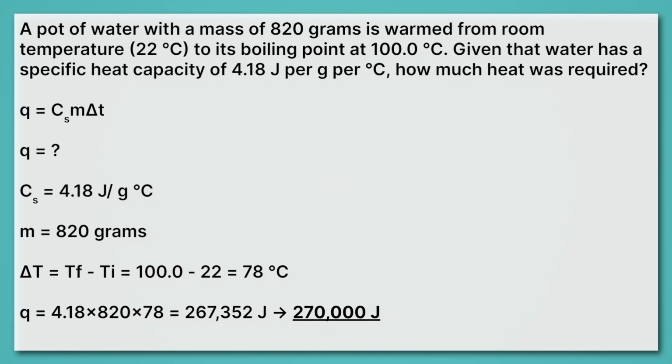All right, here's the answer. We need to solve for Q. We know the heat capacity, we know the mass, and we can calculate the temperature change, which remember is always the final temperature minus the initial temperature. Turns out the temperature change was 78 degrees. When we calculate Q and round for 2 sig figs, we should get 270,000 joules. If you didn't get that, pause the video and just give it another try.